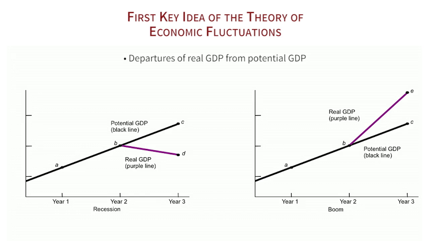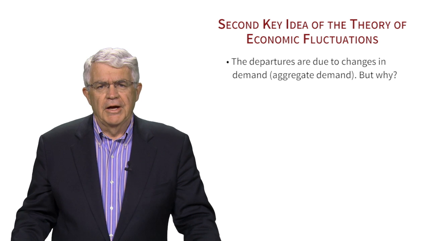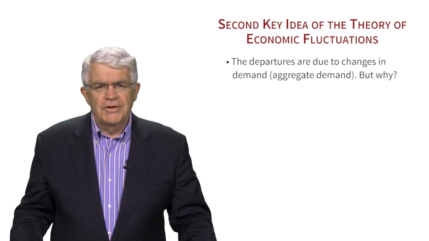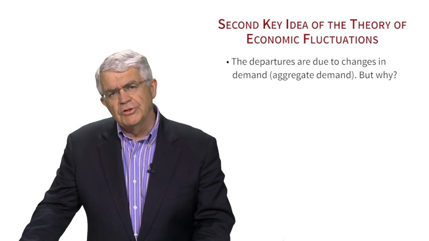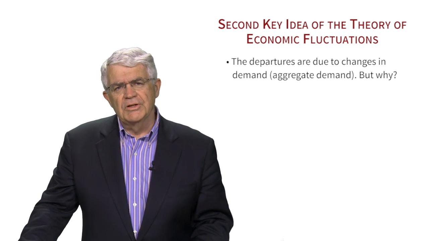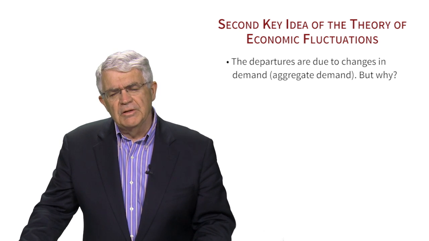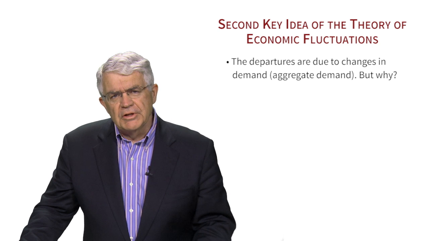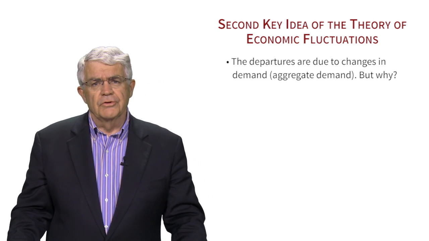The second key idea is that those departures are due to changes in the demand for goods and services. We're going to call it aggregate demand because it's demand for the entire economy. And it's important to think about this because one could say, well, it's changes in supply, but really supply has more to do with the potential GDP growth. So we're going to say that at some points in time, demand for consumption goes down or investment goes down. And when that demand goes down, firms produce less and they hire fewer workers. And that's what's going on in the downturns or the recessions.